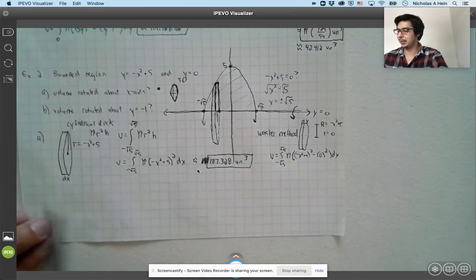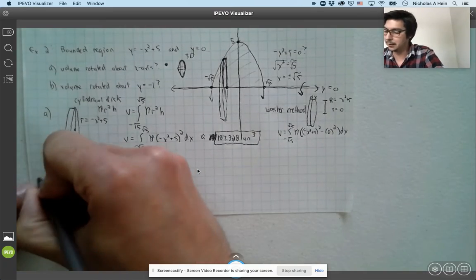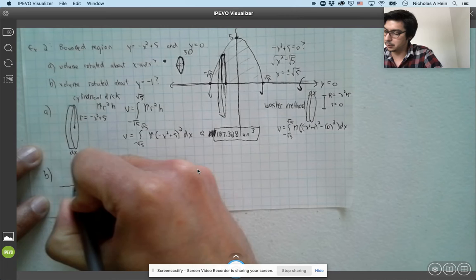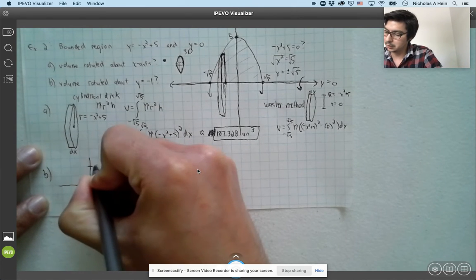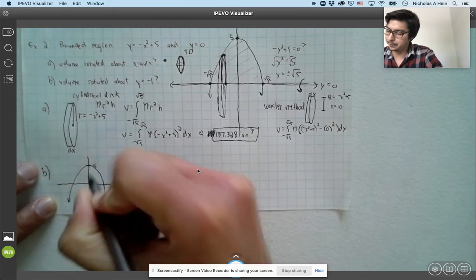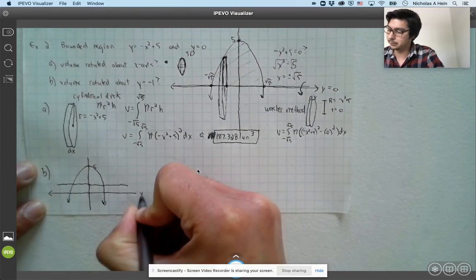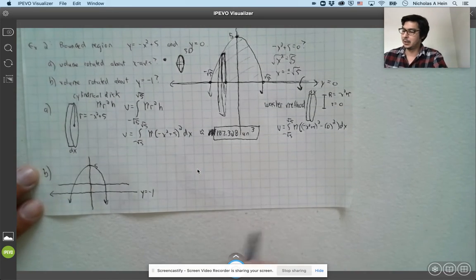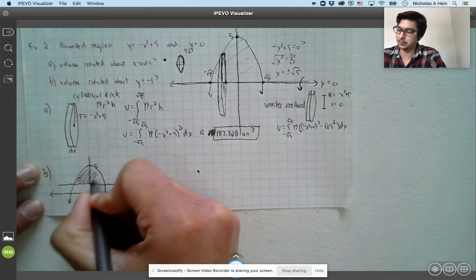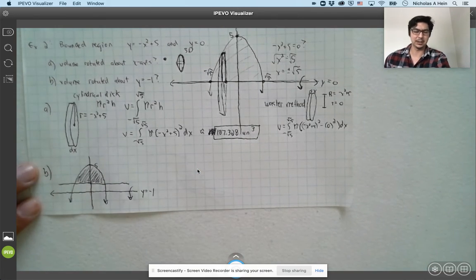Okay. Now let's do B. What if this volume is rotated about y equals negative 1? Okay. Now this one's going to be interesting. I'm going to draw a new picture here so we can see this. And it'll just be a sketch, of course. Okay. So y equals negative 1 is now down here. Okay. And we're still bounded by y equals 0. So remember, we are looking at this region here still. But now we're rotating about y equals negative 1. So let's think about this.